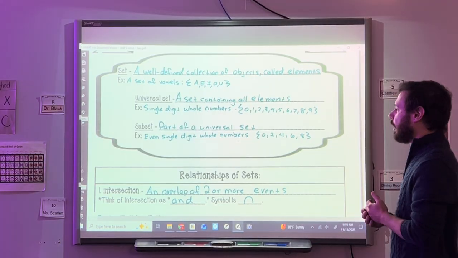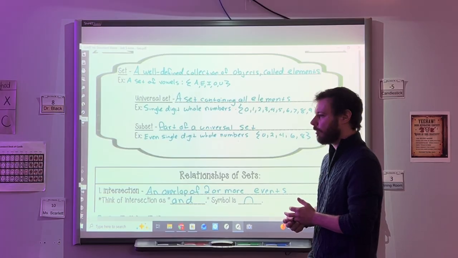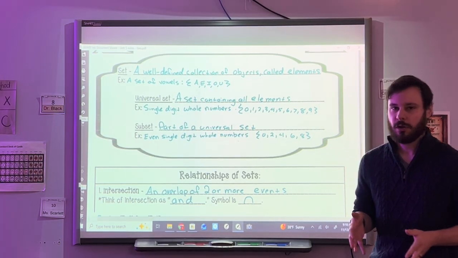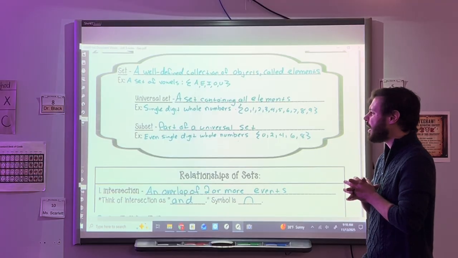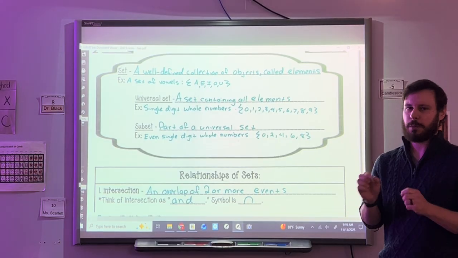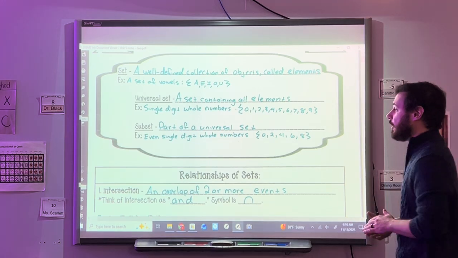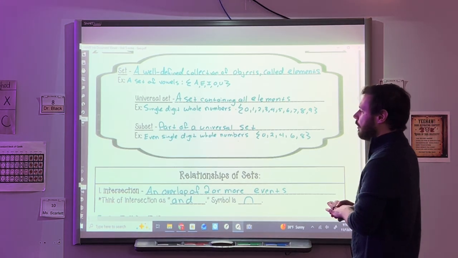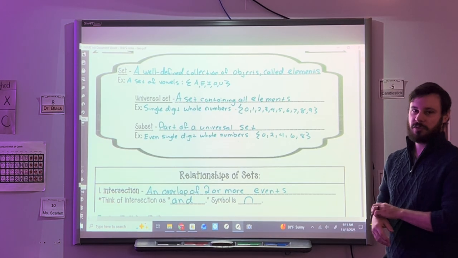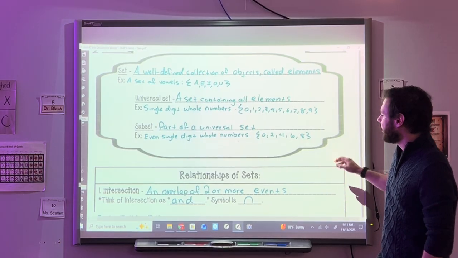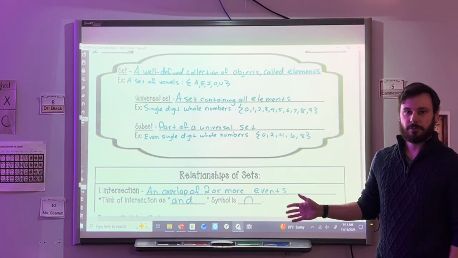In my example, I did single-digit whole numbers. That is 0, 1 through 9. That encapsulates every single-digit whole number. A subset is just a specific part of a universal set. Going off my universal set here, I said my subset was every even single-digit whole number: 0, 2, 4, 6, and 8. It's not everything, it's just a part of it, just a subset.